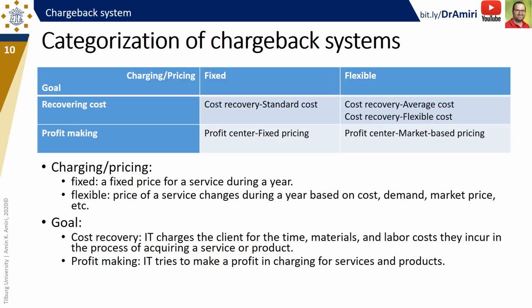The second attribute is the goal of chargeback systems. An IT department can try to just recover the cost, to be able to associate a spent dollar or euro to a business unit, or the goal of the IT department can be to make profit. IT tries to set prices that can allow IT to be profitable for the services and products that it provides.